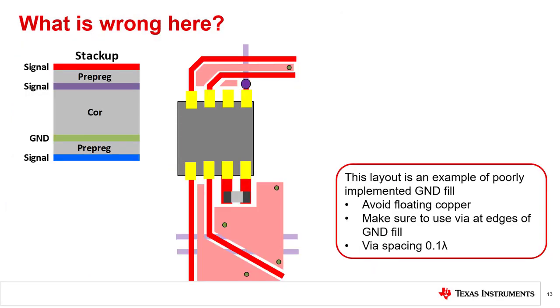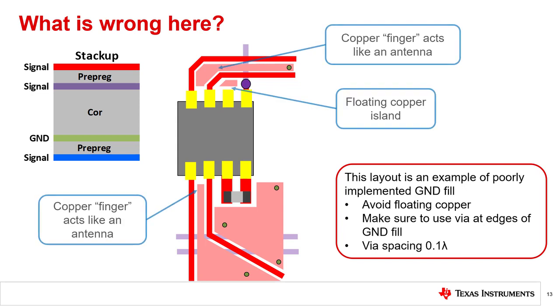This slide shows a similar layout to what was previously shown for using copper pour. However, this example has a few issues that would cause crosstalk and RF emissions. Can you find them? One issue is that some of the copper fill does not have a via at the end of the trace. These copper fingers will act as an antenna for RF emissions and will increase the crosstalk.